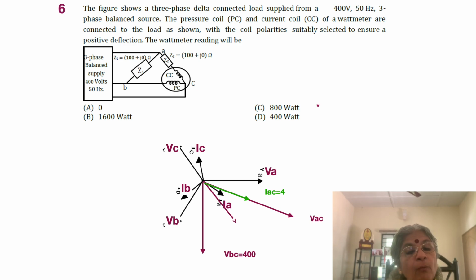Then what is the voltage that it encounters? The potential coil encounters a voltage equal to VBC. So C is again reflected back, and we have VBC. VBC is at 90 degrees with respect to the horizontal, and IAC is along VAC, that's 30 degrees with respect to horizontal, so the angle between them is 60. So we have 400 multiplied by 4 as the current multiplied by cos 60, because this is the angle between the current coil and the pressure coil. The answer is very simple, and it's equal to 800.